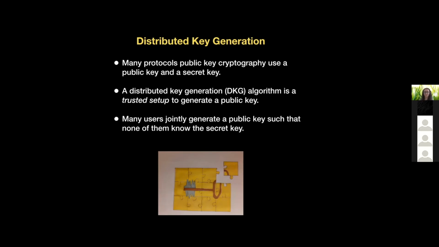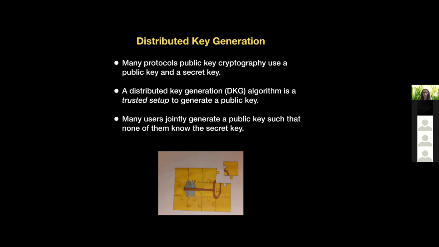Okay, a DKG is basically where you have some kind of public key cryptography scheme, which uses both a public key and a secret key. So your public key, everybody knows, it's public. You want to perform some operation with respect to it. The operation which you're performing, you should only be able to do if you know the corresponding secret key. So this might be decryption, or it might be signing. Those are the two classic examples in cryptography, or it might be something else. So when we say a distributed key generation algorithm, what we really mean is a trusted setup algorithm to generate that public key.